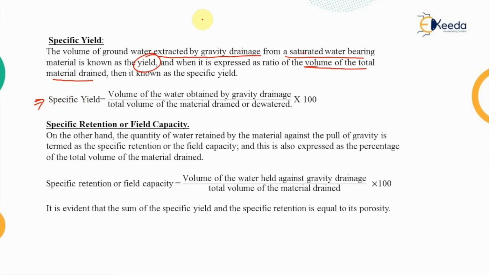So for example, we have the total volume of the material as 100 units, out of which the volume of the material in which the water is present is 70 units, and out of that we can extract 40 units. So the volume of water obtained by gravity drainage is 40 units, while the total volume of the material which is drained or dewatered is 100. So that is the specific yield.